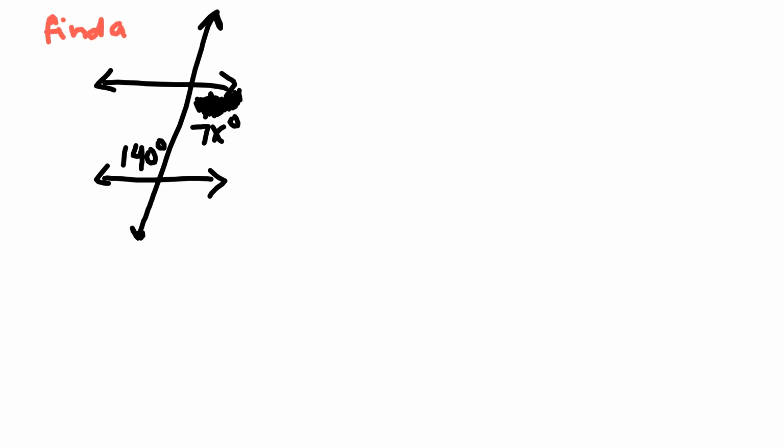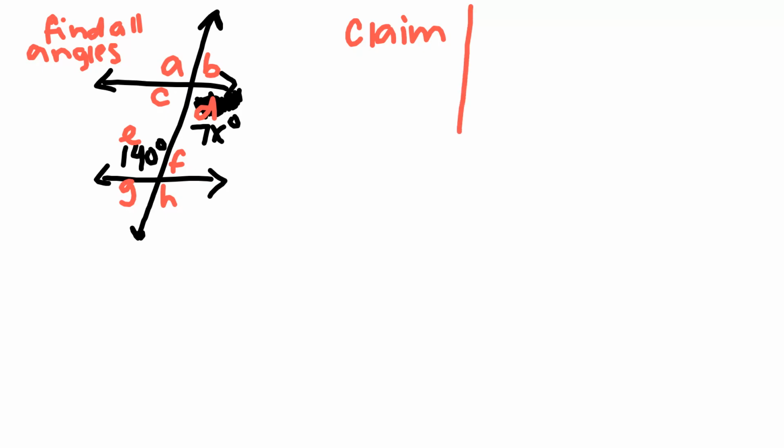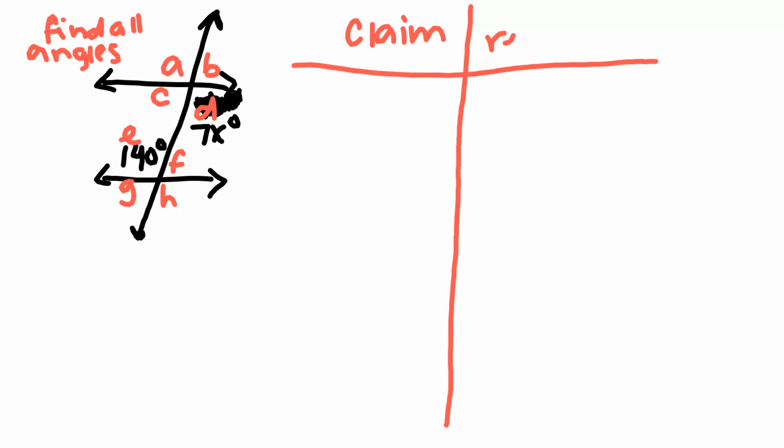My first step is to identify my other angles. I'm going to give them letters, A, B, C, D, E, F, G, H. By giving letters, I have something to label them by. My proof is always going to have my claim and my reason, and my reason goes back to all the rules we have used so far.